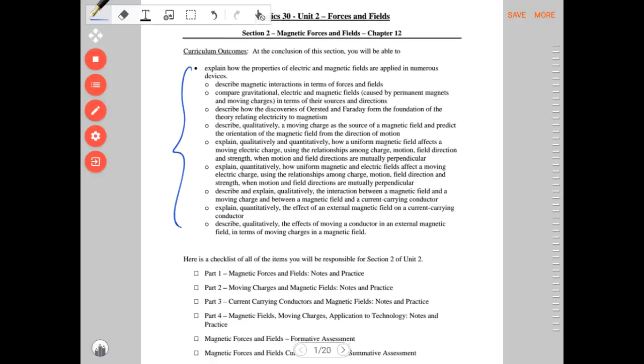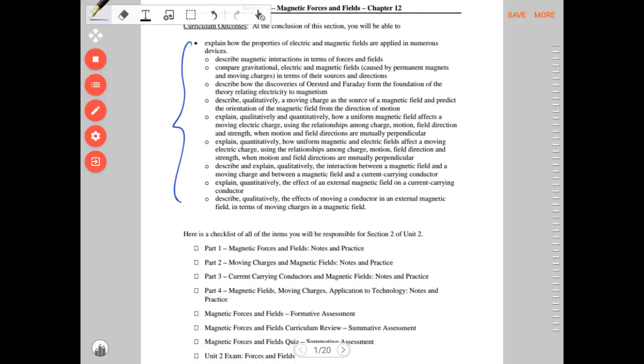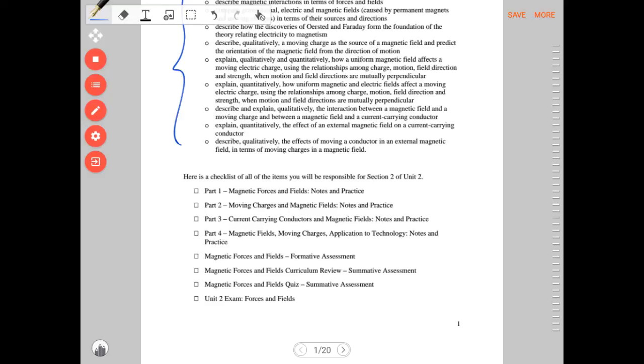Okay, below is a checklist of all the things we're going to be doing in Unit 2, Section 2. Part 1 is magnetic forces and fields. Part 2 is moving charges in magnetic fields. Part 3 is current carrying conductors and magnetic fields. And Part 4 is magnetic fields, moving charges, and applications to technology. At the end of every section, we'll have some practice out of your textbook, and we go from there.